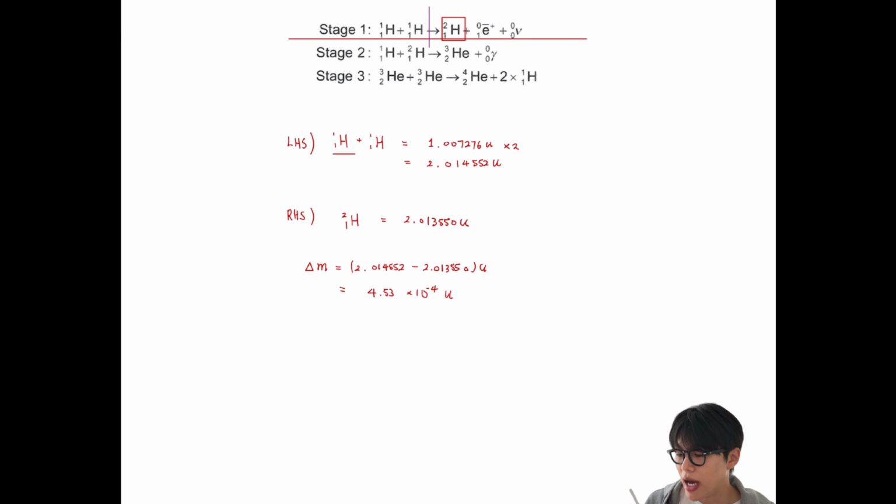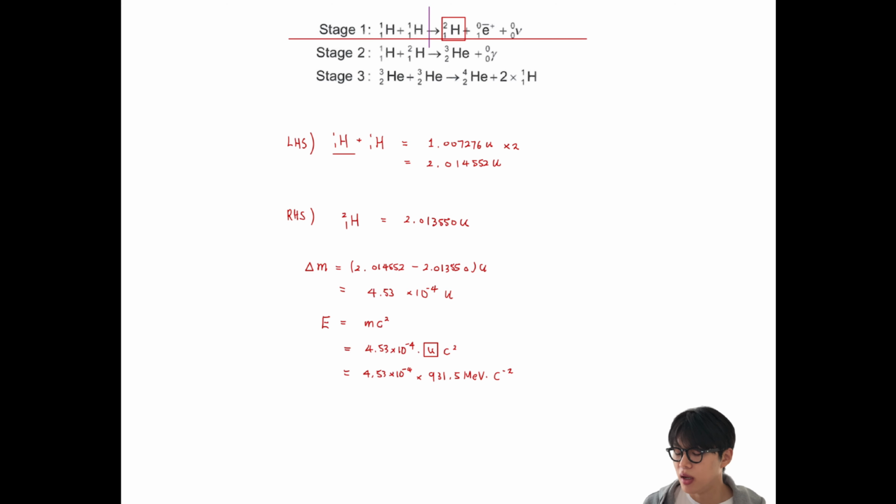Okay, so now we have to convert U to the energy E, right? So we need to use the equation E equals mc squared in this case. So E equals the mass, which is 4.53 times 10 to the negative 4 U, times c squared. You can convert U to mass in kilograms, however that complicates this question. So I think the easiest way is 4.53 times 10 to the negative 4, and if you go to the formula booklet, you will find the number for U, which is 931.5 MeV times c to the negative 2.